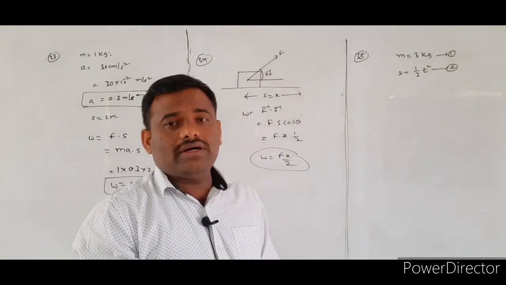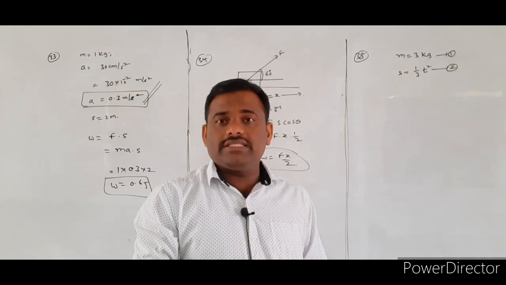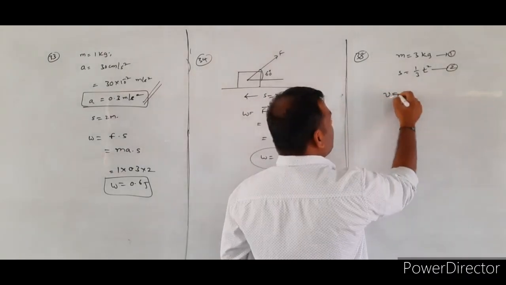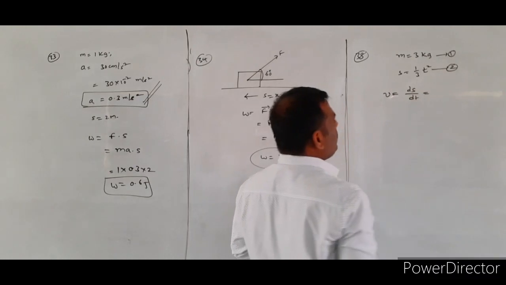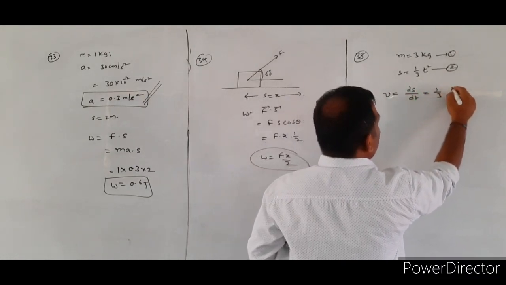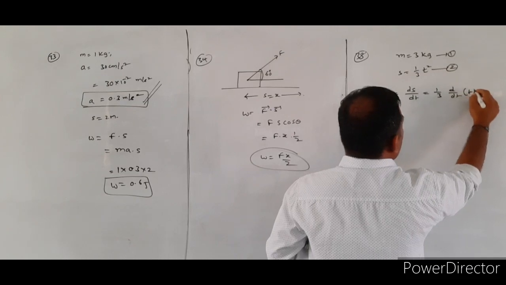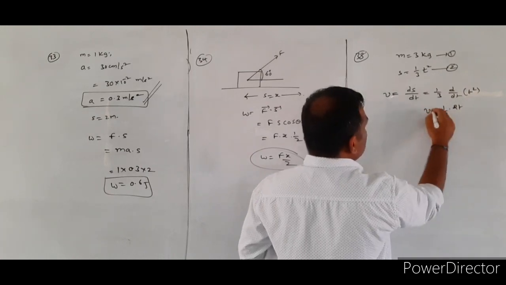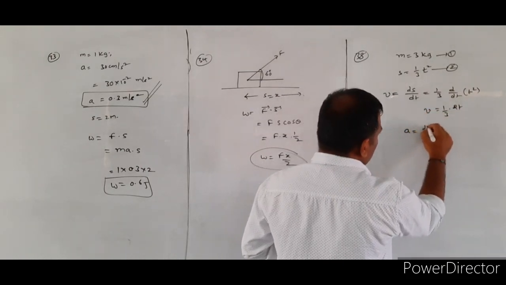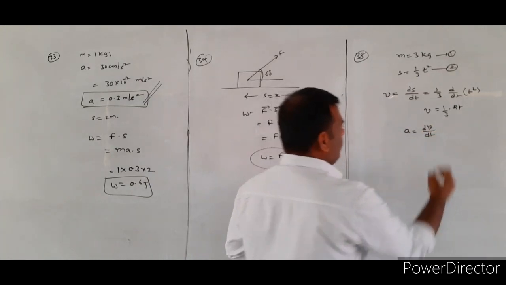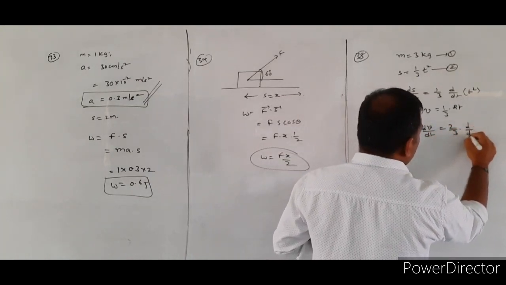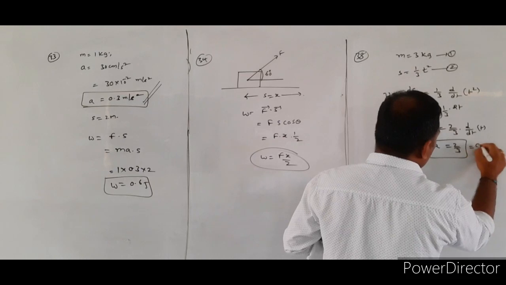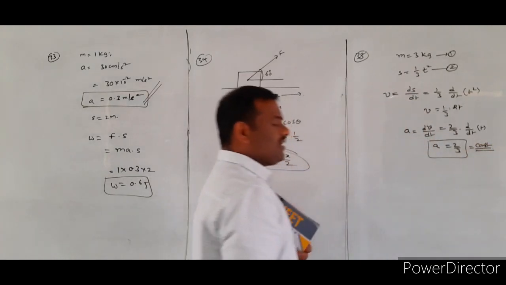To calculate the work done, what do we need? We need the acceleration and displacement covered by the object. So from this first I will calculate the velocity. Velocity is equal to rate of change of displacement, that is ds by dt. So 1 by 3 into d by dt of t square is equal to 2t by 3. So this is the velocity value. Acceleration is equal to dv by dt. So 2 by 3 is a constant, d by dt of t is equal to 1. Acceleration value is equal to 2 by 3, which is constant. What is the constant acceleration value? 2 by 3.